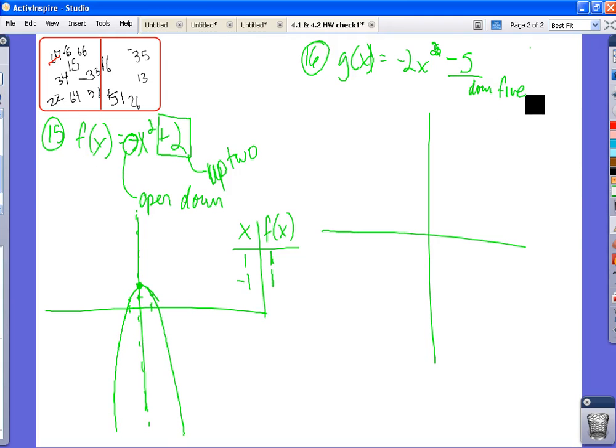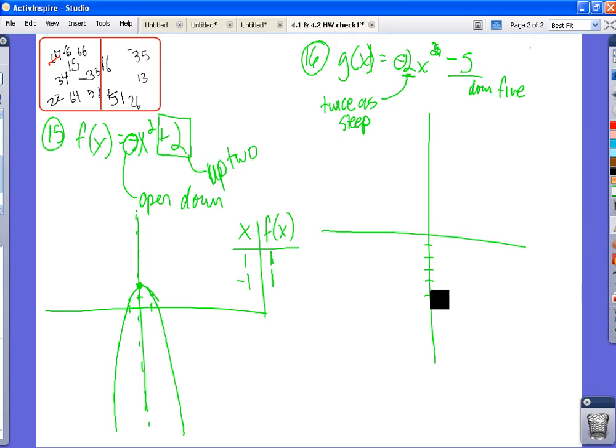Alright. How about this 2? What will this 2 do? Very good. Steepness. More steepness or less steepness? Because whatever the output is, we're going to double it. So the output, which is y, is vertical, you make it more vertical, it's going to be steeper. So twice as steep. And there's one more thing that'll happen. It'll open down. This guy right here will make it open down.